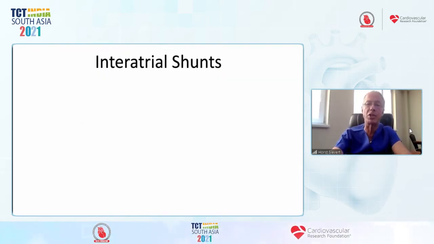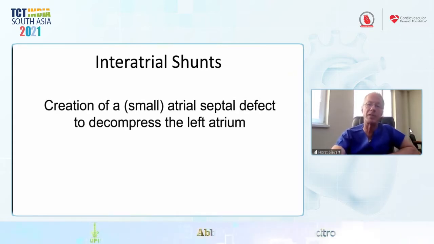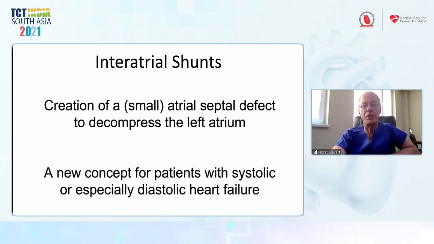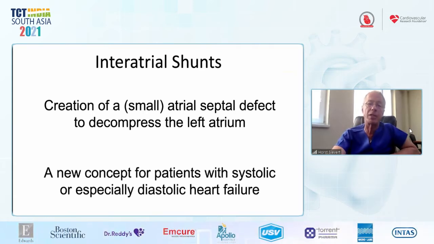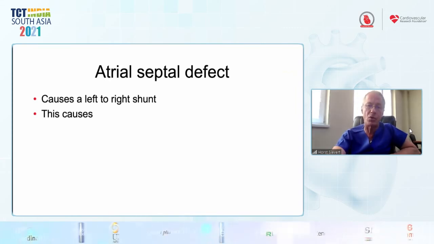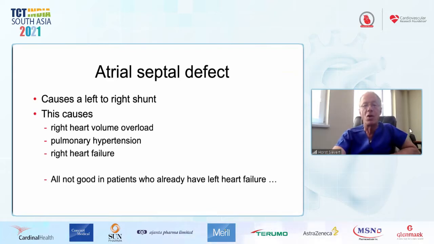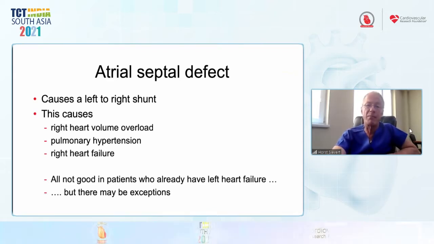So intra-atrial shunts, the creation of a small atrial septal defect to decompress the left atrium, is the concept of this treatment. It's a new concept for patients with systolic or especially diastolic heart failure. An atrial septal defect, you all know, causes a left to right shunt. This causes right heart volume overload, pulmonary hypertension, right heart failure, all not good in patients who already have left heart failure, but there may be exceptions.